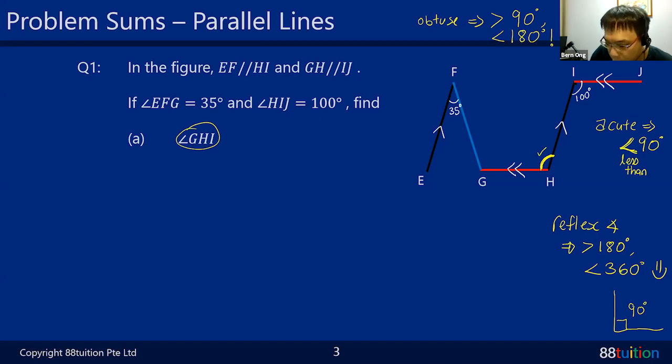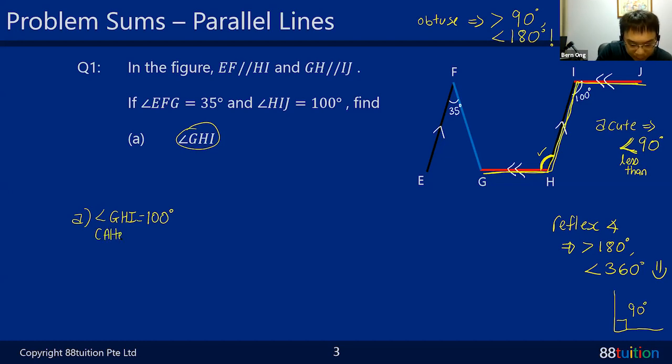Do you see something? Do you see the Z rule? Yes. So just execute. Just say for part A, angle GHI is equal to 100 degrees. Why? Oh, must write. Yes, must write alternate angles, the Z rule. Alternate angles, comma, and declare which parallel lines you are using. You're using GH is parallel to IJ, the pair of parallel lines.